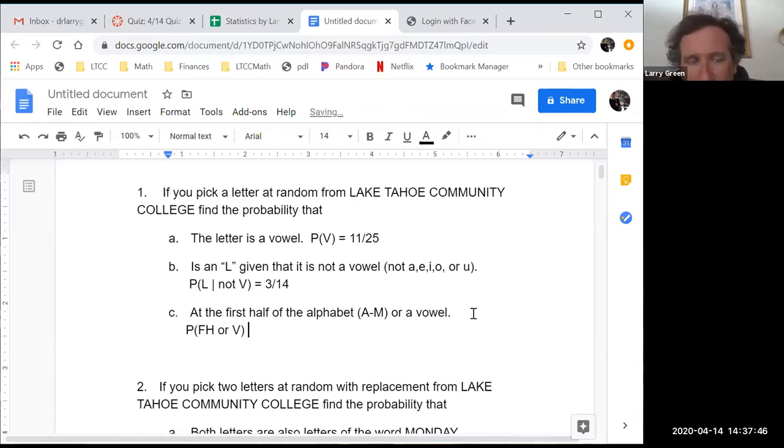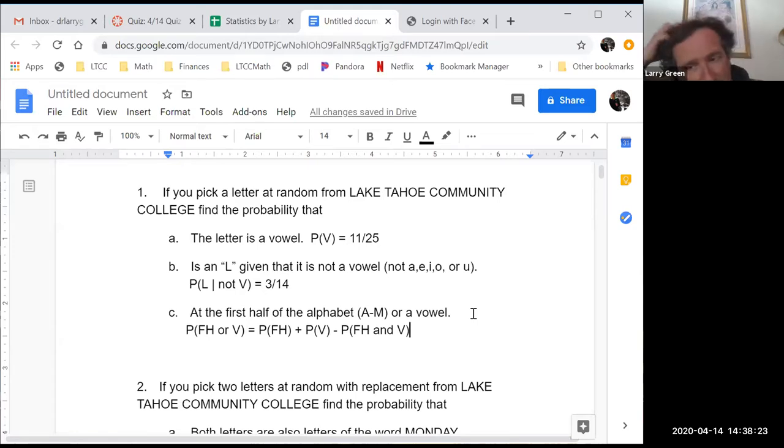Okay. Now we did have a formula for that. Do you remember the formula for or? That was the probability of first half plus the probability of vowel minus the probability of first half and vowel. Okay, and I'm not sure if that's easier, but I want to remind you of that formula.